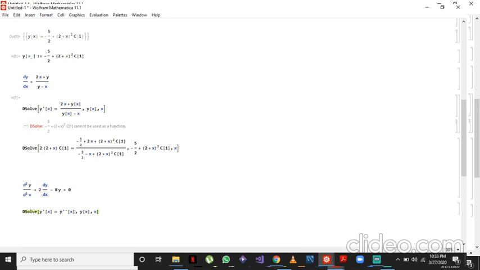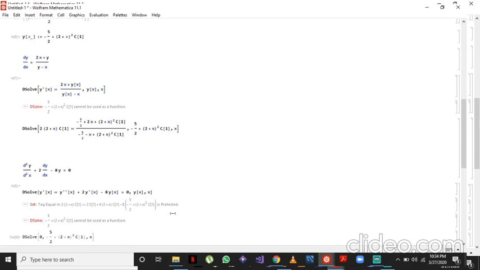Then moving on, we write plus 2y bar of x, and then minus 8y of x, and equals 0, with the function y of x and x as the parameters. Just providing a shift enter, and here we have the solution to the equation.